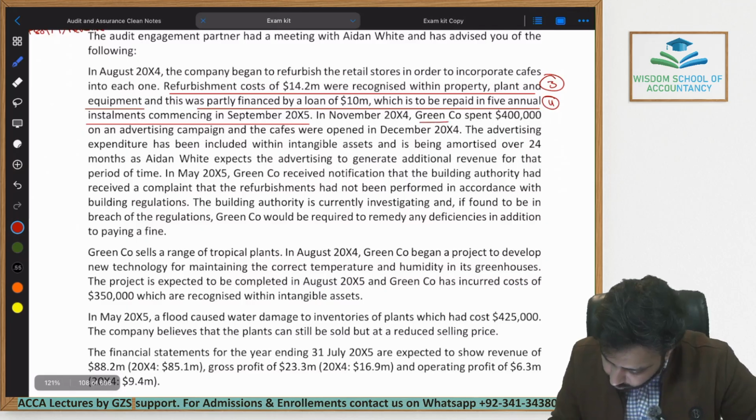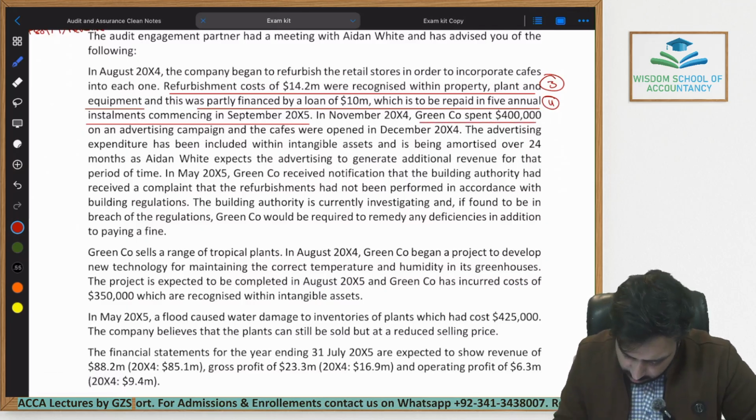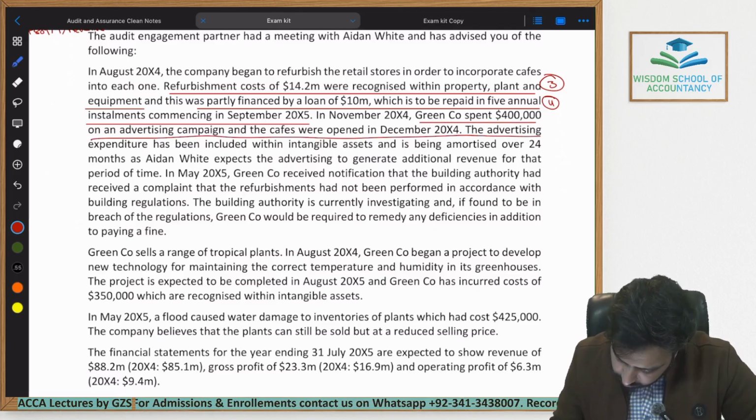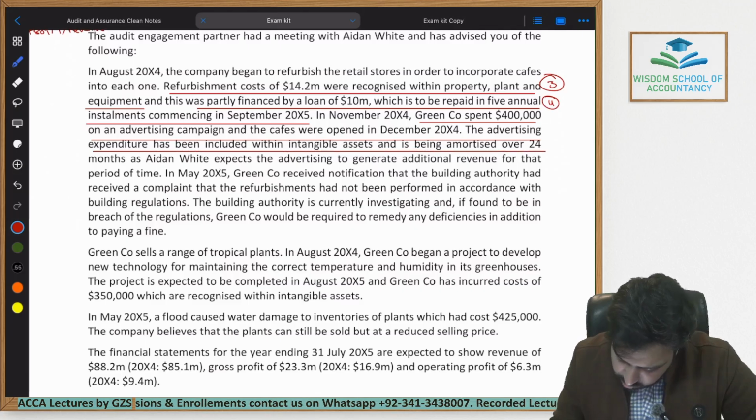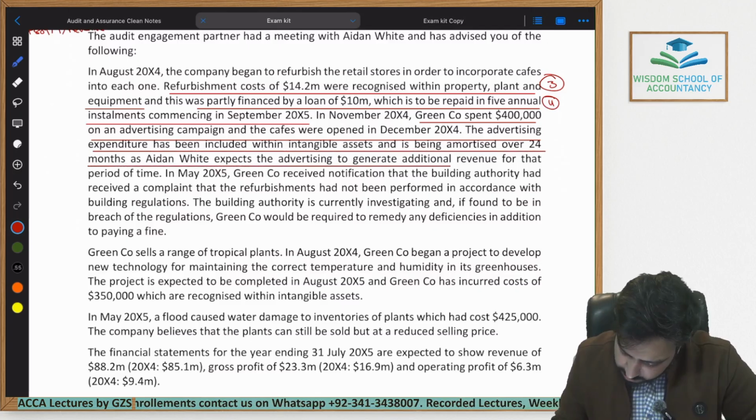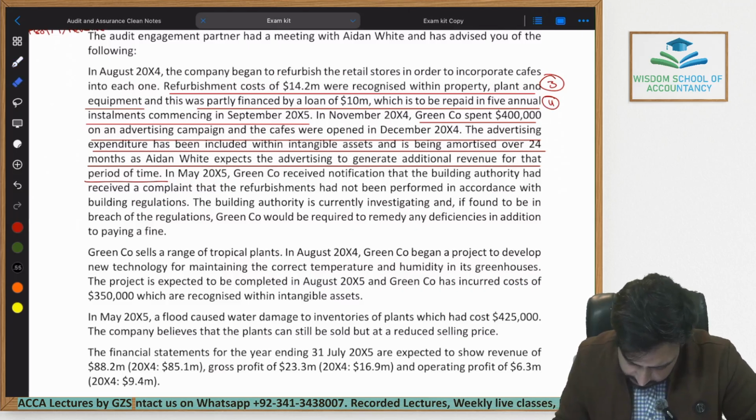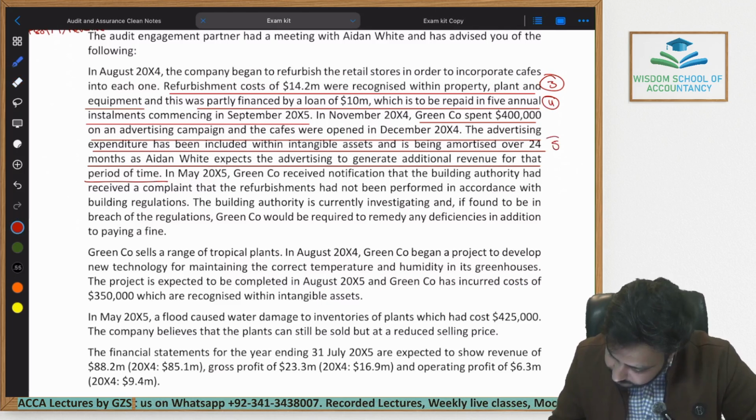Let's highlight this. Green Corporation spent this amount on advertising and so on and so forth. The advertisement expenditure has been included within intangible assets and is being amortized over 24 months. As Mr. Aiden White expects, the advertisement would generate additional revenue for that time period. This is the which number of risk? Fifth number of risk that we have identified.